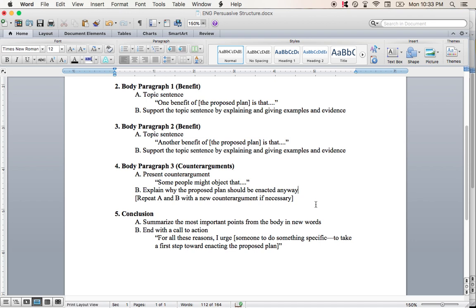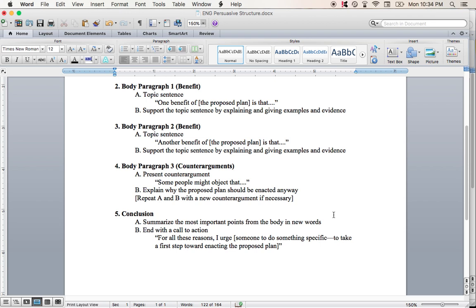And then, if there's more than one counter argument you need to share, then you can do the same thing over again in the same paragraph, right? You can present one counter argument and then explain why your plan should be carried out despite the counter argument, and then you can present a new counter argument and explain why your plan should be carried out despite that counter argument, okay? Whatever you need to do to make this paper as convincing as possible. You might need to mention a couple of different objections to be really convincing.